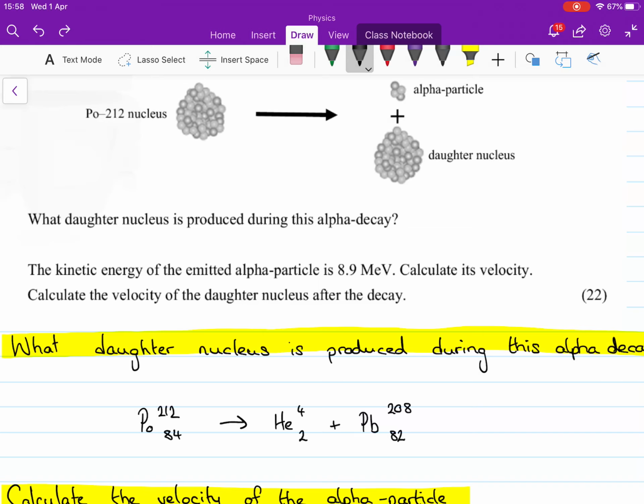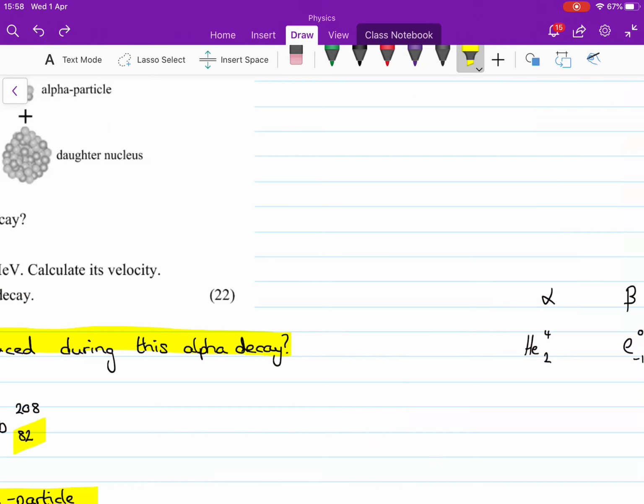Then look at the atomic number, 84 on the left, so it has to be 84 in total on the right. So I already have my 2 from the alpha particle. So what's missing? 82. And that allows me then to identify the unknown element. I go to my maths tables, I look up number 82, and I find that that is the element lead.